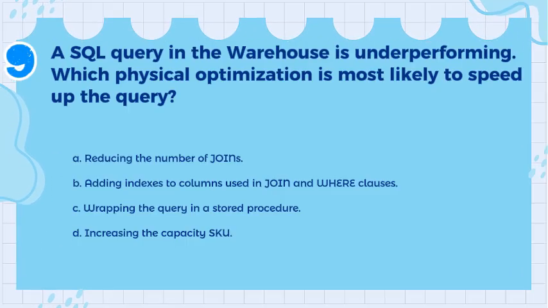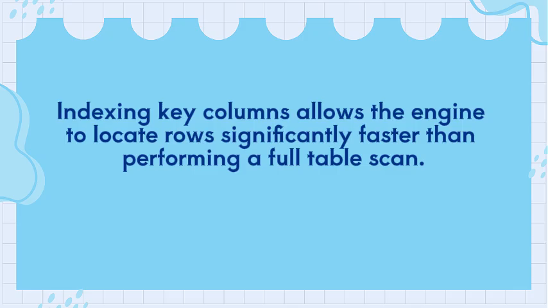The correct answer is B. Adding indexes to columns used in join and where clauses. Indexing key columns allows the engine to locate rows significantly faster than performing a full table scan.